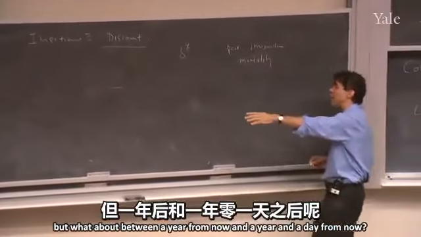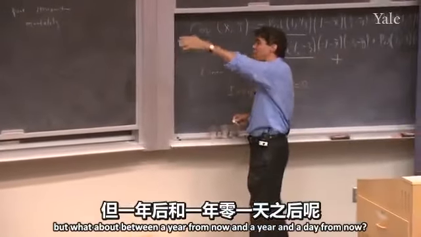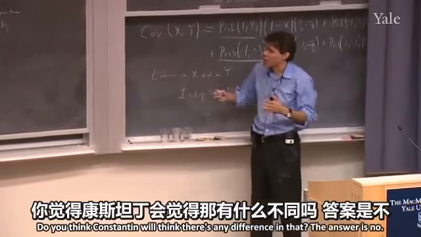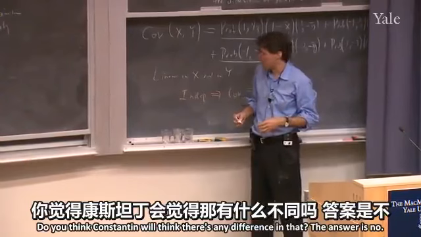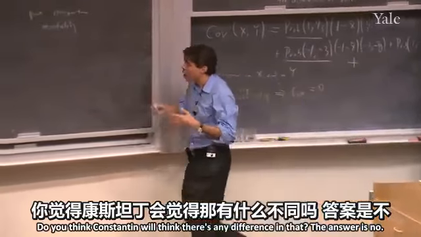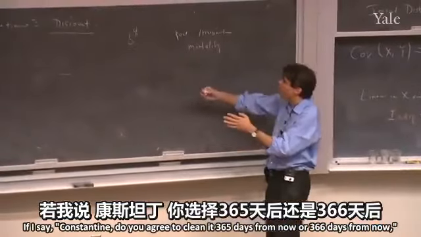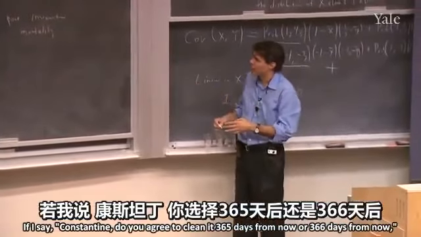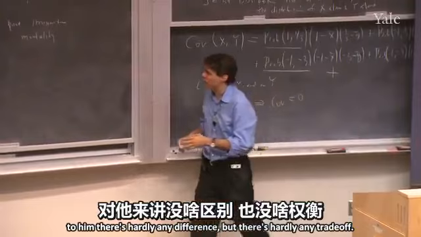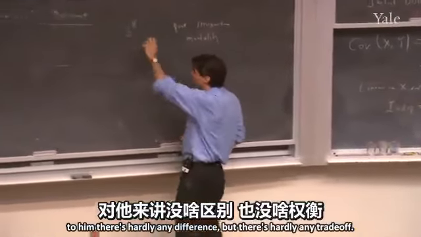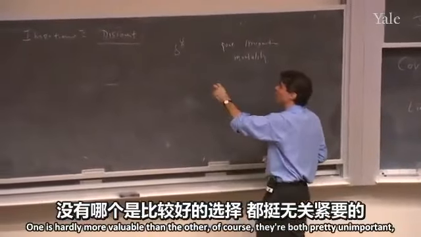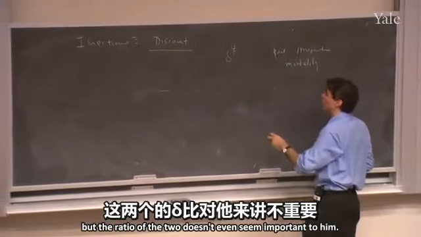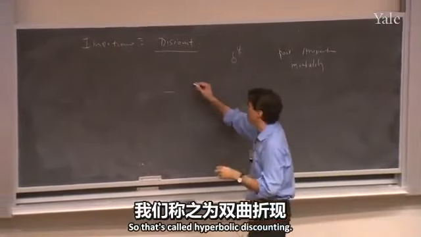But what about between a year from now and a year and a day from now? Do you think Constantine will think there's any difference? And the answer is no. If I say, Constantine, do you agree to clean it 365 days from now or 366 days from now? To him, there's hardly any difference. There's hardly any trade-off. One is hardly more valuable than the other. Of course, they're both pretty unimportant, but the ratio of the two doesn't even seem important to him. So that's called hyperbolic discounting.